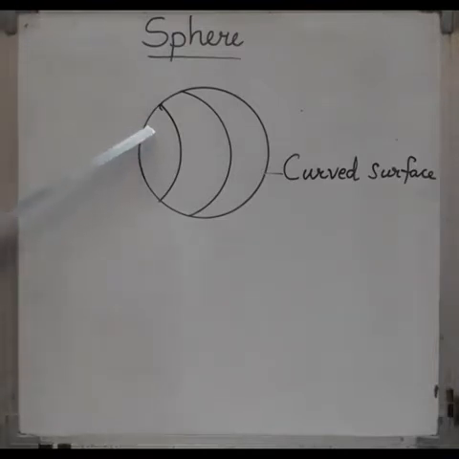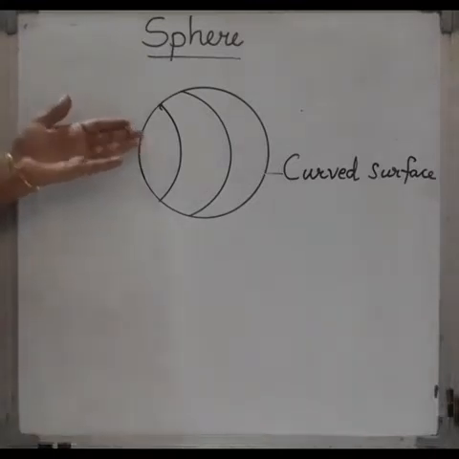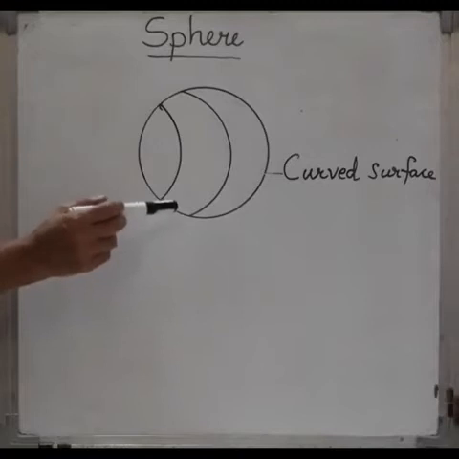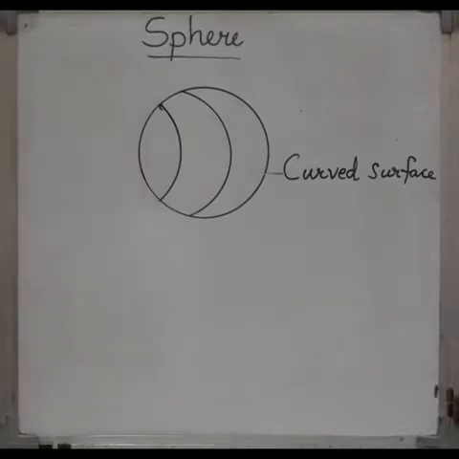Sphere. Look at this picture. This is the picture of a sphere. It looks like a circle. It has a curved surface. The surface is curved. And it has no edges or corners. If you watch a sphere, you cannot see any edge or any corner.